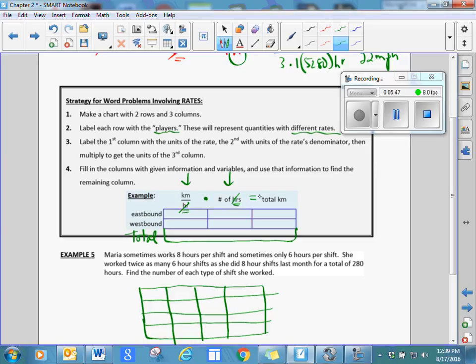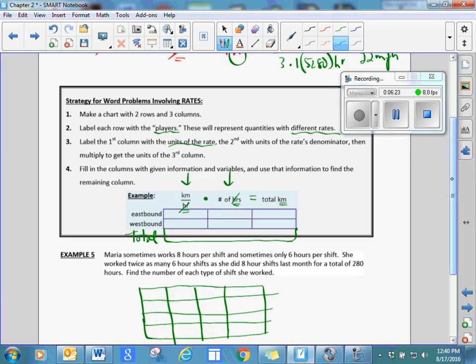So when you multiply straight across, you're going to have kilometers, however many they are, times whatever your quantity is, and you're going to end up with the correct unit in your total column over here. So basically, you can read this as well as I can read it. The first column is going to be your rate, your unit of rate. The second column is the rate's denominator, which is going to be a quantity. And then you're going to get your third column by multiplying these first two.